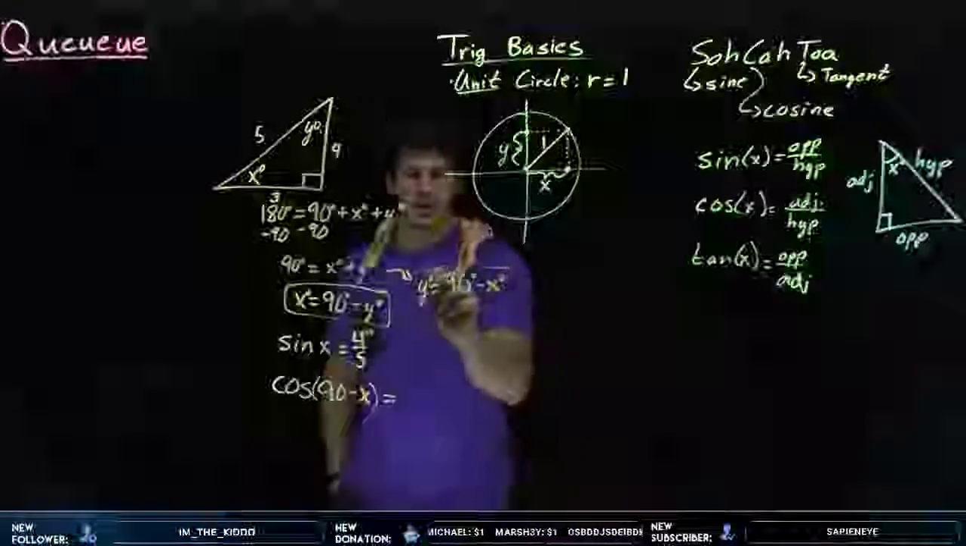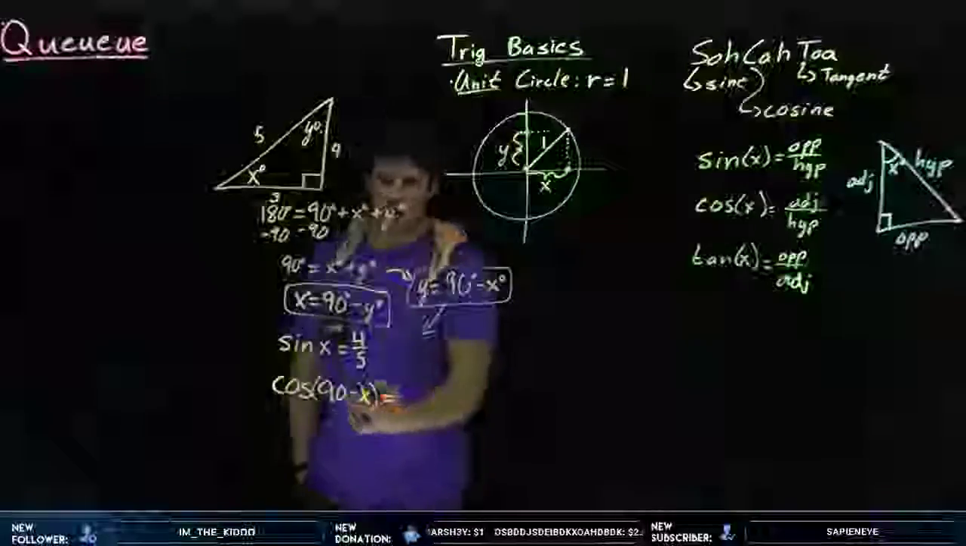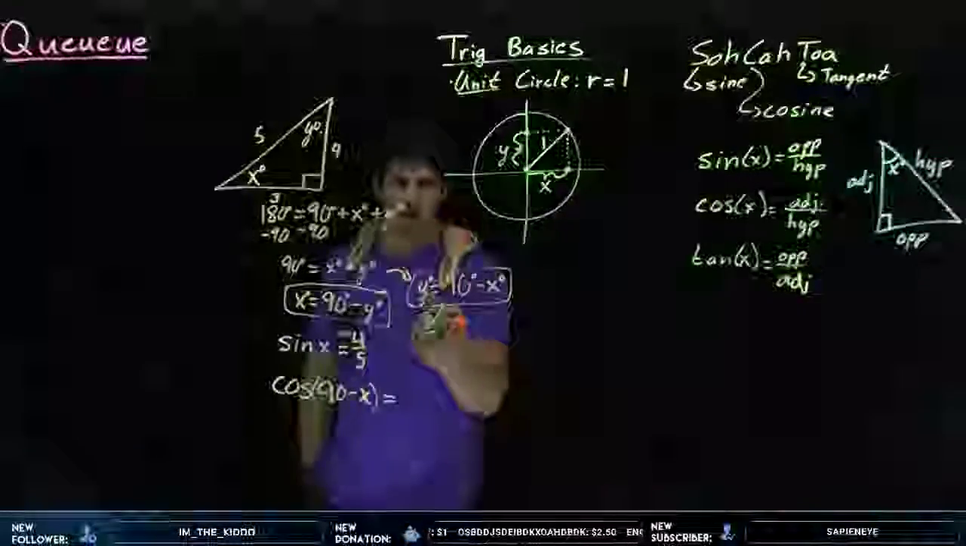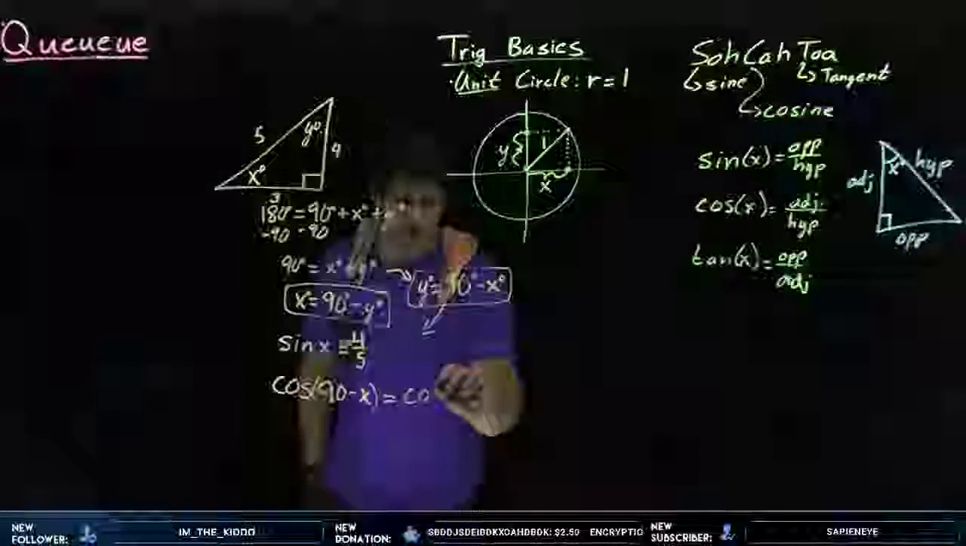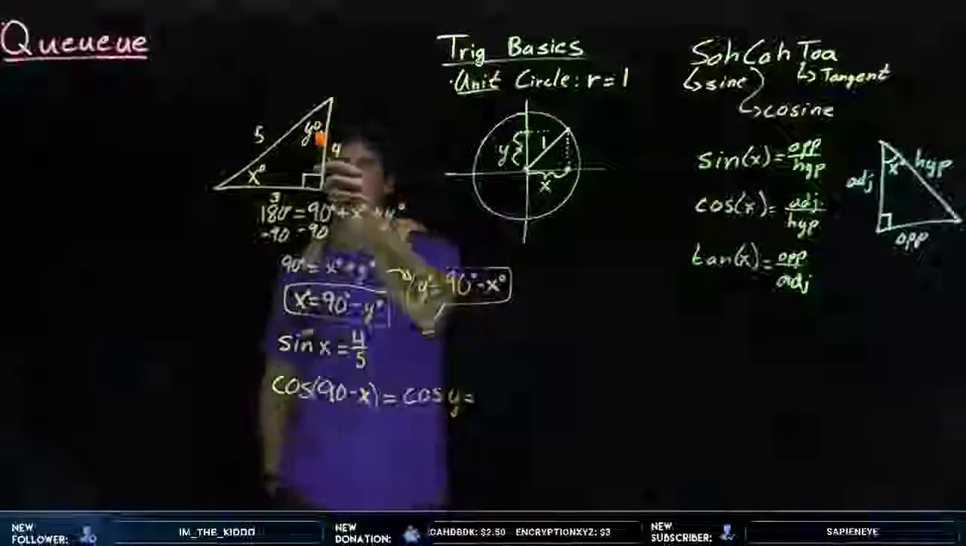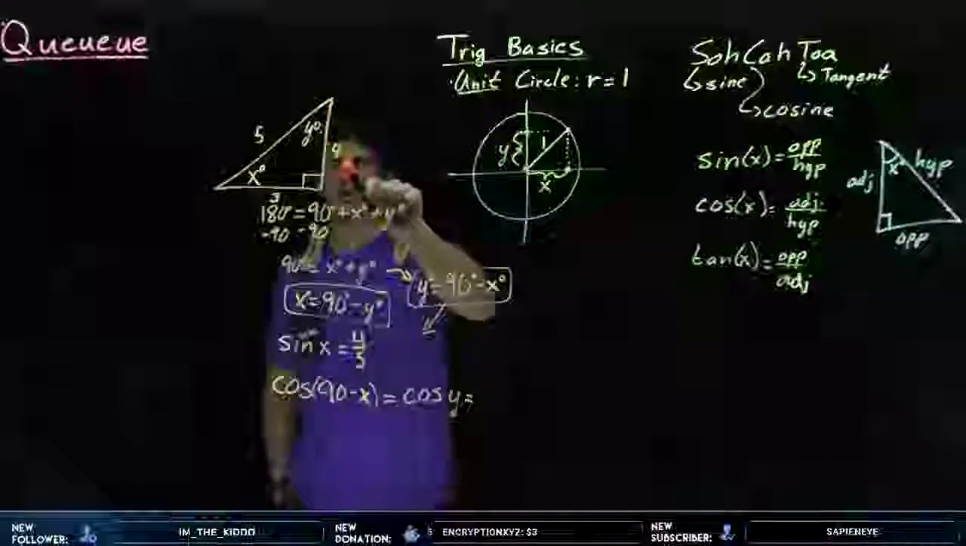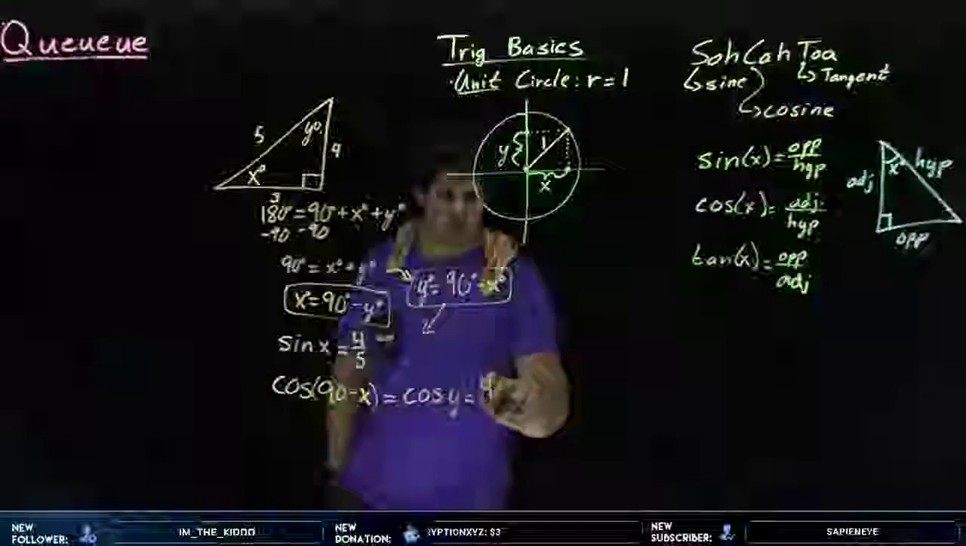So this is now what we want to plug in down there. I have 90 minus x, so the cosine of 90 minus x is really the cosine of y. So this is the cosine of y. And that's going to equal, now I have y, and I'm saying cosine, which is adjacent. I know that the adjacent angle or leg is 4, the hypotenuse is 5. I get 4 over 5.